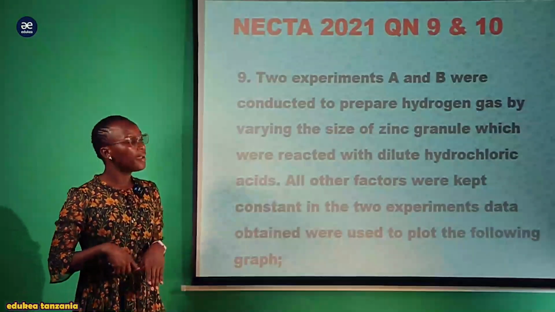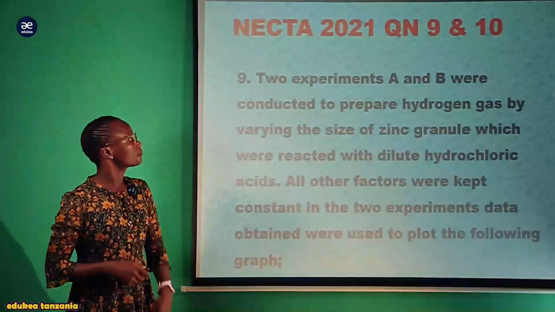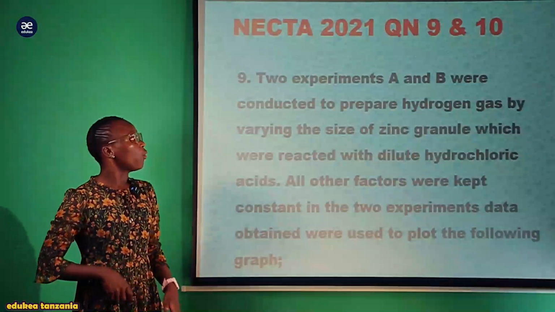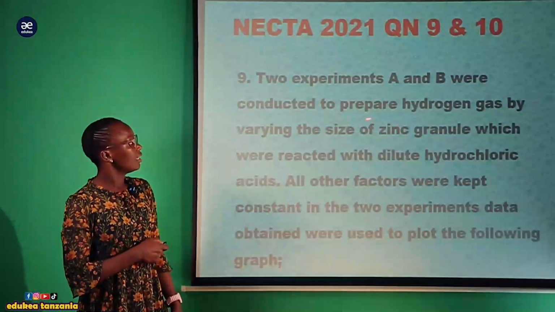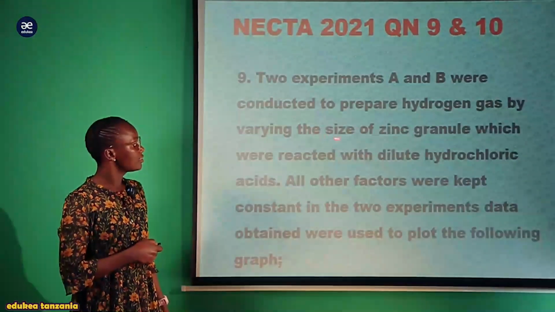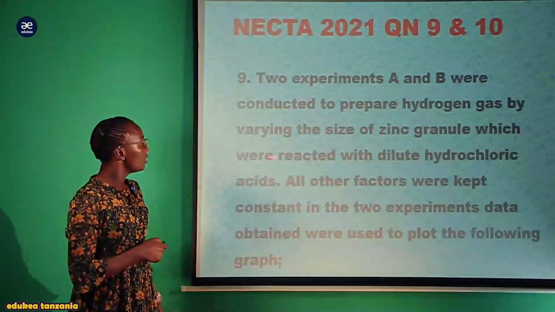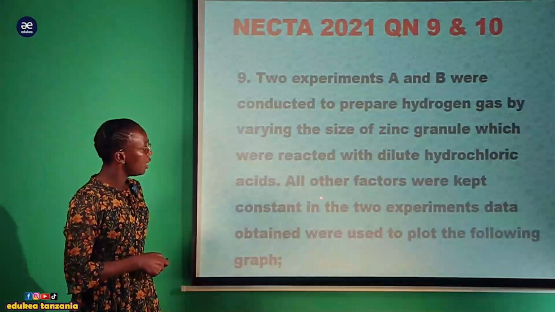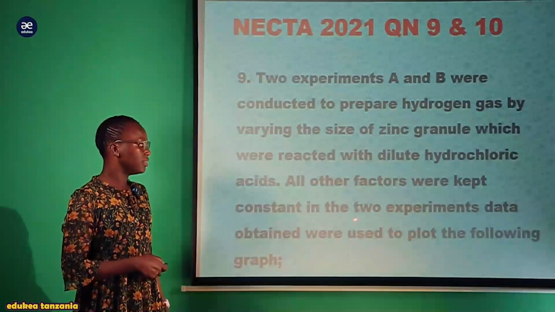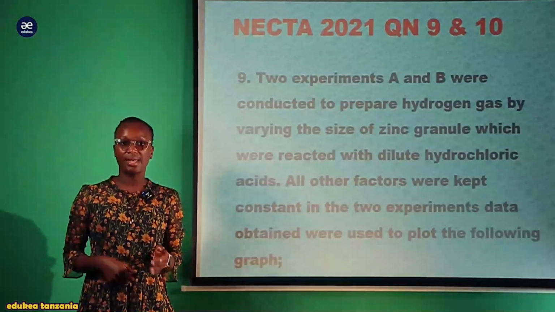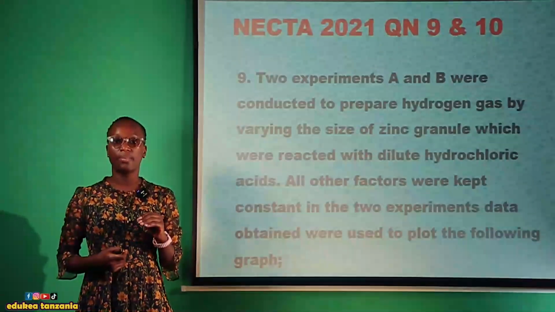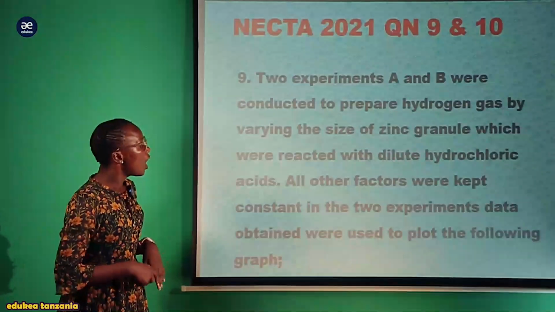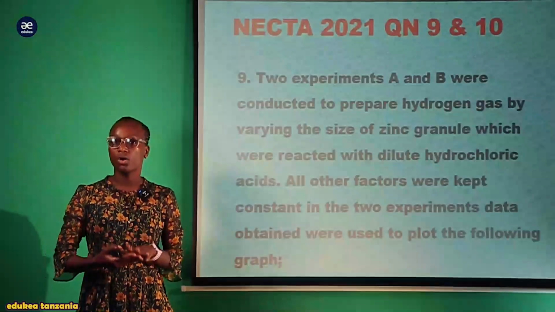Therefore, question number 9 states that two experiments, ambapo kulikuwa na experiment A na experiment B, were conducted to prepare hydrogen gas by varying the size of zinc granules, which were reacted with dilute hydrochloric acid. All other factors were kept constant in the two experiments. Kwamba wakati experiment A na experiment B inafanyika ili kufanya preparation ya hydrogen gas kwa kutumia zinc granule, all factors zilikuwa constant.